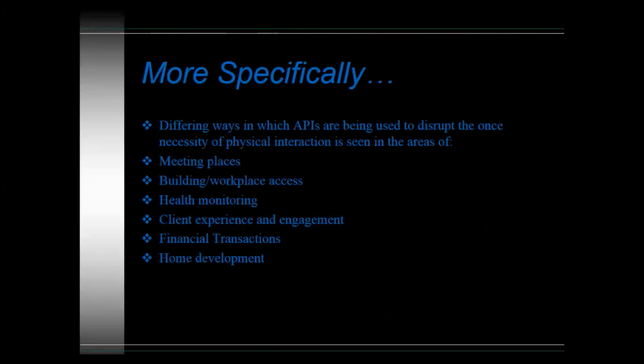More specifically, here are some different ways in which APIs are being used to disrupt the once necessity of physical interaction, and it's seen in the following areas: meeting places. Right now, even things like GoToMeeting, or the differing ways that, even in the financial space, advisors are meeting with clients remotely via the internet, a lot of times APIs are being used that way so that they can correspond in real time in ways that they haven't been able to before.